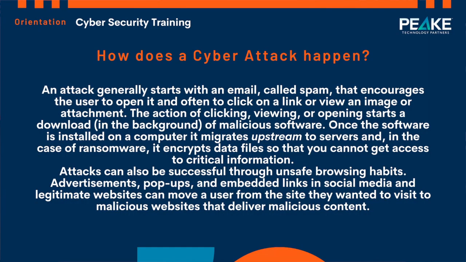So how does a cybersecurity attack happen? An attack generally starts with an email called spam that encourages you, the user, to open it and then to click on a link, view an image or an attachment, or just behave in an inappropriate way. The action of clicking, of viewing, or opening starts a download in the background of your computer. That's the malicious software being downloaded. Once the software is installed on a computer, it migrates upstream to servers, and in the case of ransomware, it encrypts data files so that you can't get access to critical information.